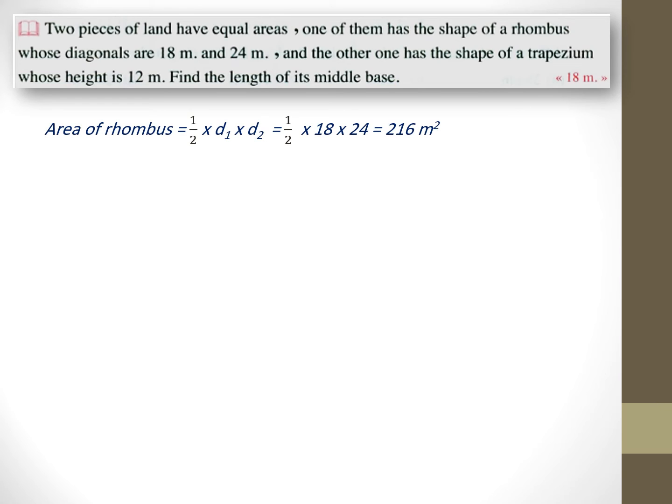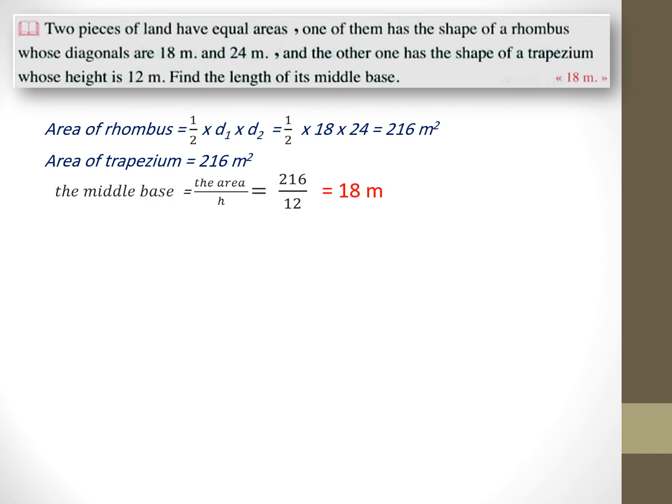Let's see. Area of rhombus from the last session equals half times d1 times d2 equals half times 18 times 24 equals 216 meters square. Then the area of trapezium equals 216 meters square. Now we have the area of trapezium and the height of trapezium, we can find the middle base by the rule: the middle base equals the area over height, equal to 216 over 12 equals 18 meters.